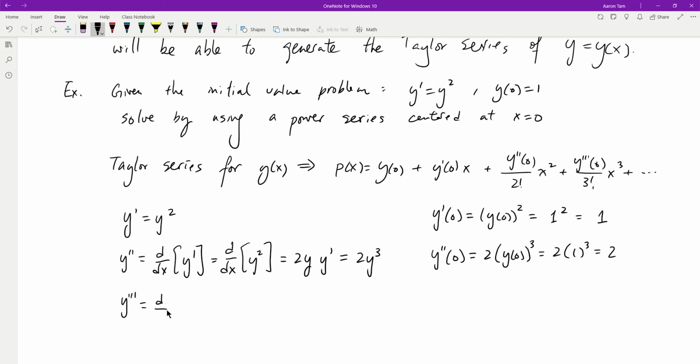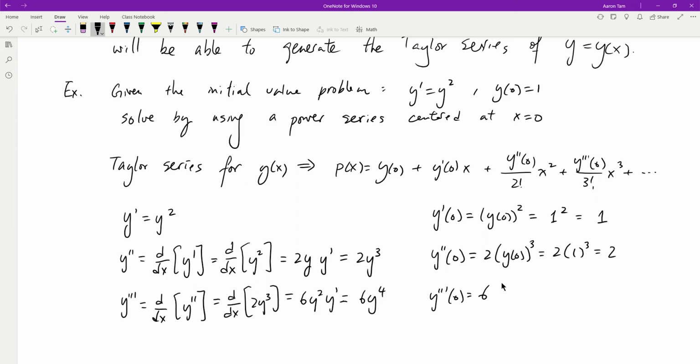Now we're going to do y triple prime. So what is y triple prime? That means you differentiate y double prime with respect to x. And since we know y double prime is 2y to the third, I'm going to differentiate 2y to the third. That comes out to be 6y squared y prime, which is 6y to the fourth. So y triple prime at 0 will be 6 times y of 0 to the fourth. That's 6 times 1 to the fourth, which is 6.